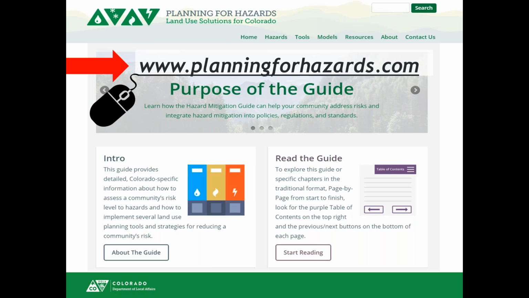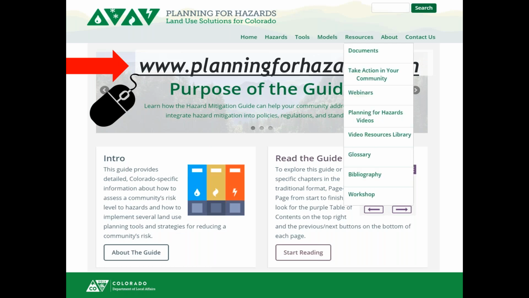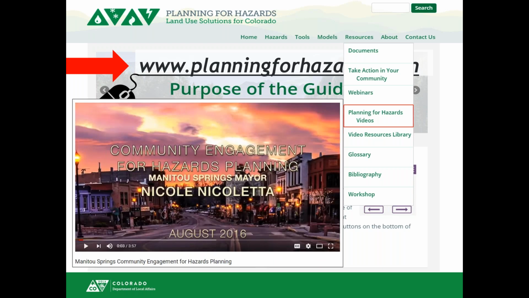Planningforhazards.com is where you can find all this information. There's a lot of information, and the guide is downloadable there as well. We have additional webinars and videos, such as community engagement for hazards planning that Manitou Springs pulled together. It's really, really good.